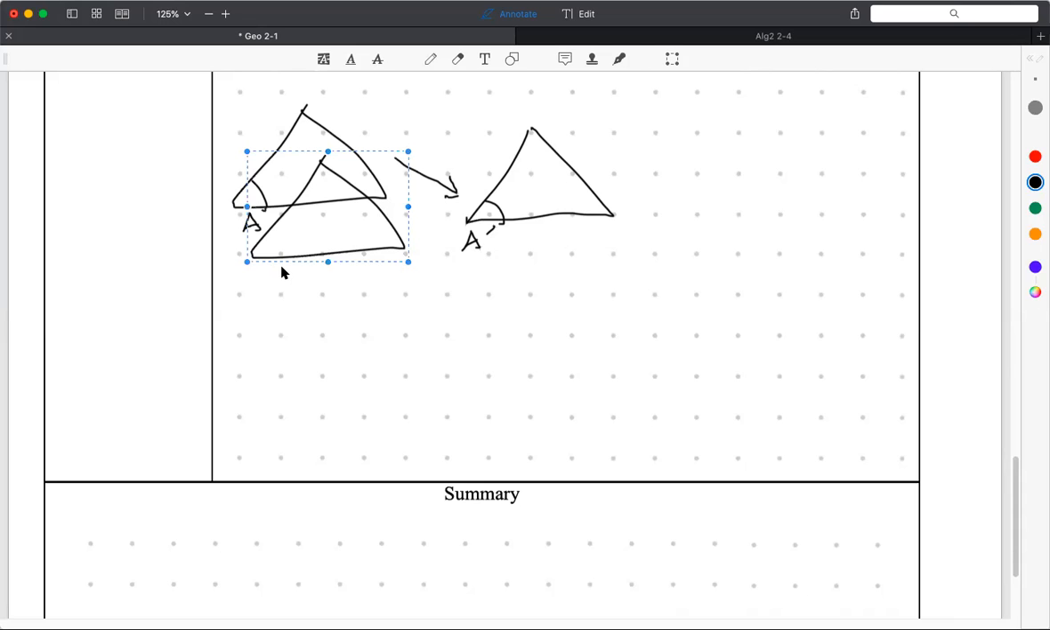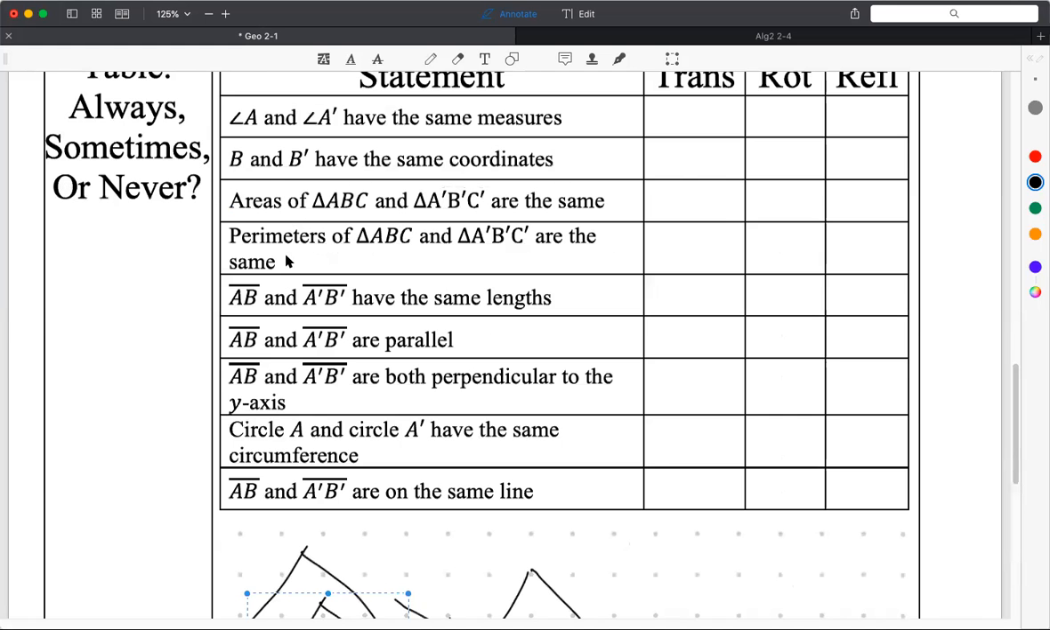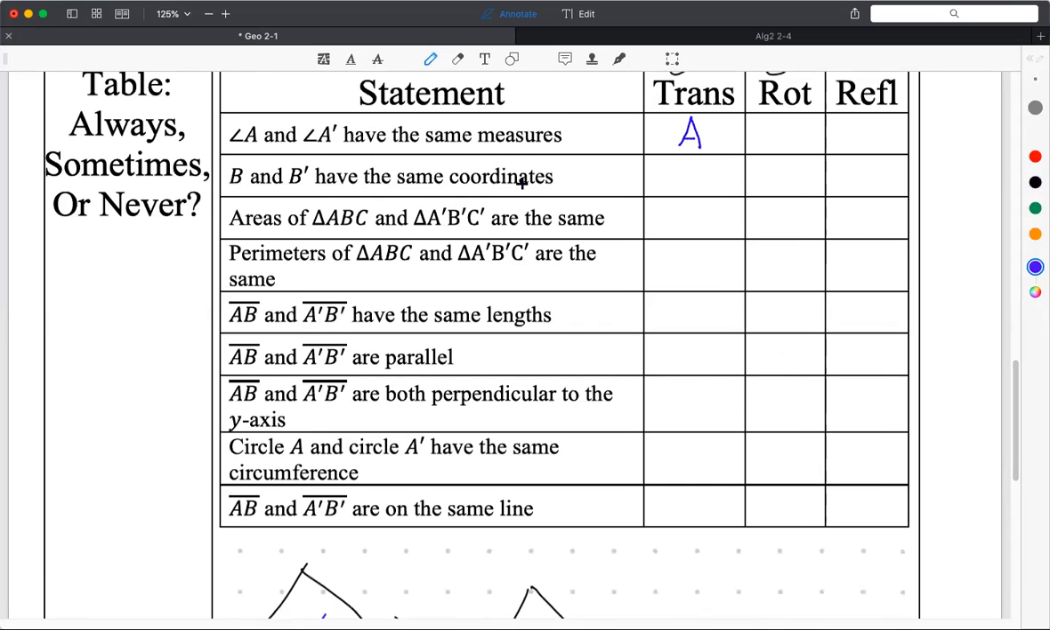This is an always true. No matter what happens with angles under translation, this will always have the same measure. So I'm going to put an A here. Oop, I need to go back to my head. An A. Angles under translations always have the same measures.